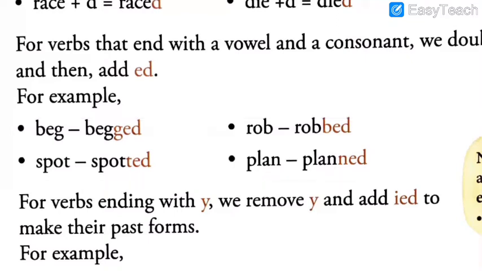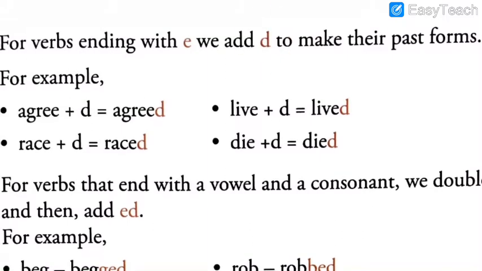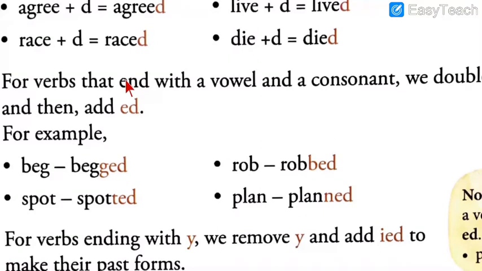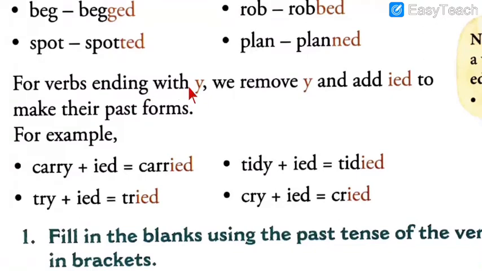Fine. So now I hope that you know this rule of how and when to add ed. First we saw where we have to add d, and then we saw where we have to add ed. Now the next rule is for the verbs ending with y. What will we do if any word is ending with the letter y? Then we have to remove y and add ied. Very simple. If any verb is ending with y, we have to remove that y from the end and add ied. That's it.